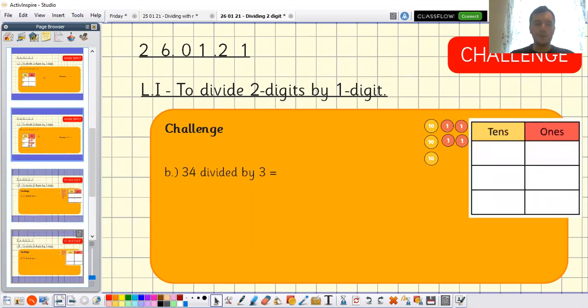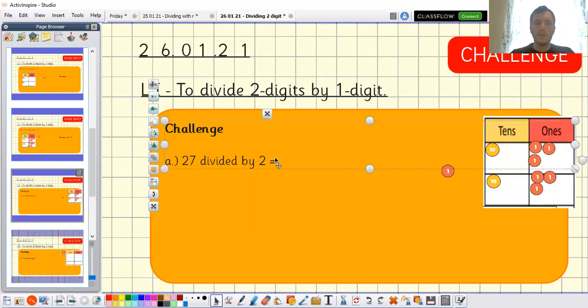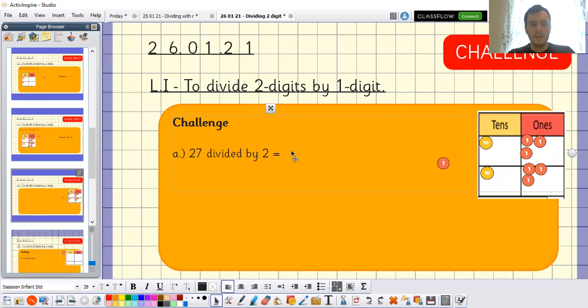Let's look at that one, let me go back. Let's look at that one together. So 27 divided by 2. I start by sharing my 10s, which is 1 10 in each group. I then do my 1s. So if I share those out equally, I have 3 1s in each group, and I've got 1 spare. So my answer would be 23, remainder 1.